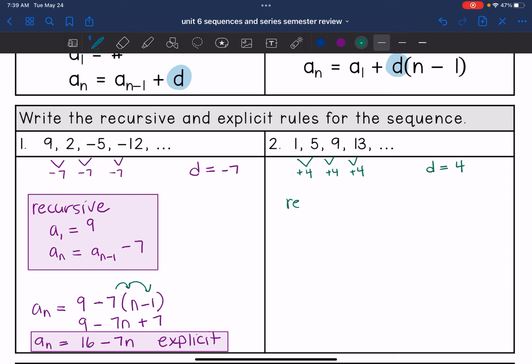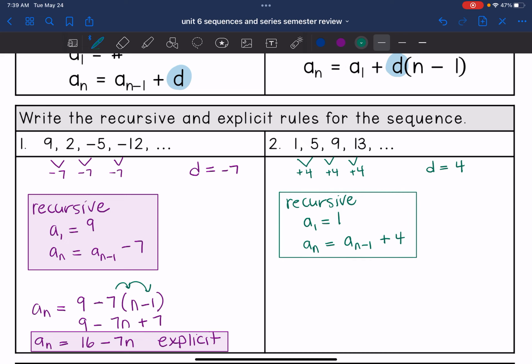For our recursive rule, again, always start by saying what the first number was. So A sub 1 is 1. And then for A sub n, if you know the previous term, so A sub n minus 1, all you have to do is add 4, and that's how you can find each number in this sequence.